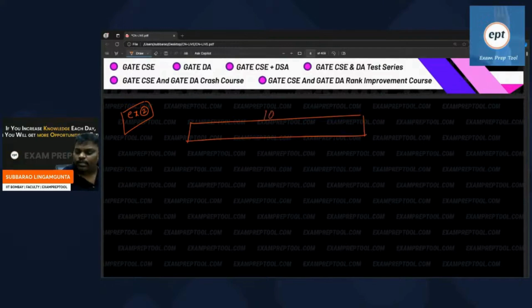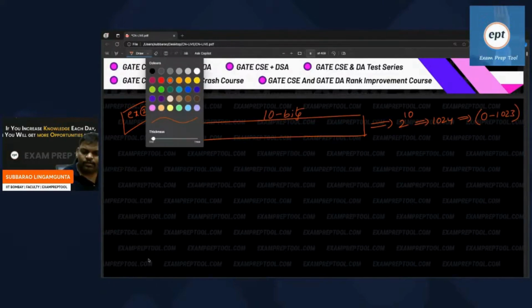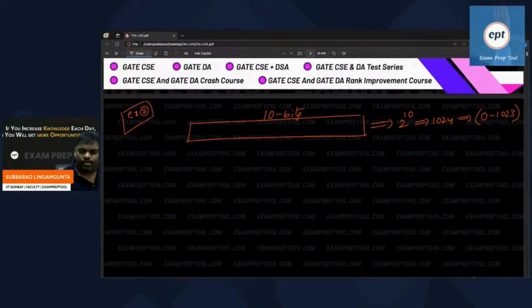Let us assume that 10 bits are there. With 10 bits, total possibilities are 2 power 10, which is 1024, going from 0 to 1023. Let me use another color, a light color. Now some people are asking, total 1024, 0 to 1023, that is perfect, but what do you want to say, sir?